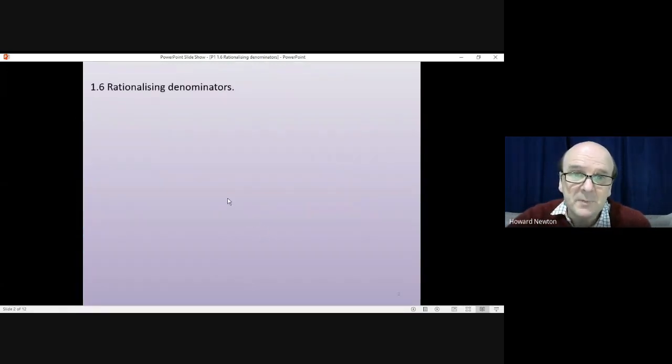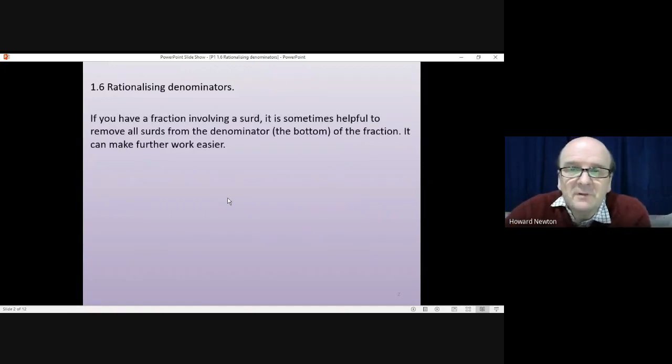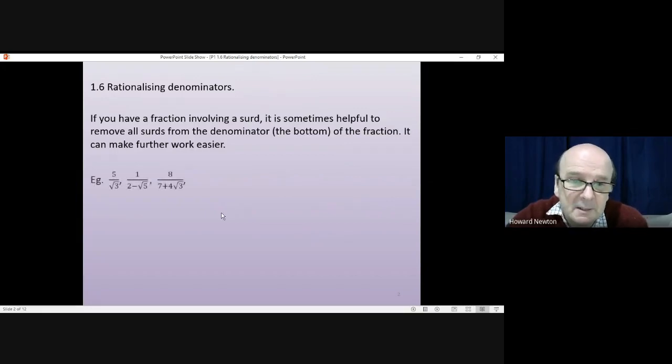Now, rationalizing denominators, what on earth does that mean? If you have a fraction involving a surd, so a square root, it is sometimes helpful to remove all the surds, all the square roots from the denominator, the bottom of the fraction. If you do that, it looks neater. It's easy to understand what you have as the answer, and it can also make further work easier to do. That's, I think, the main reasons for doing it.